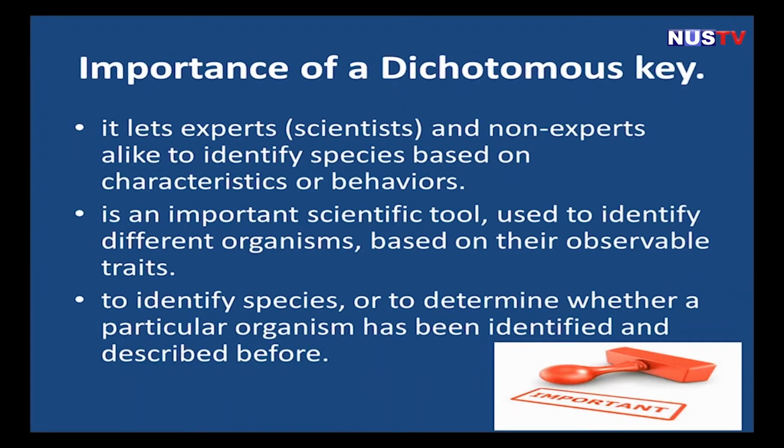So the importance of a dichotomous key, it lets experts, so scientists and non-experts, including us as students, to identify species based on their characteristics or their behaviors. It is really important that this scientific tool is used to identify different organisms based on their observable traits. So these are the traits that you can see by observing to identify species or to determine whether a particular organism has been identified or described before.